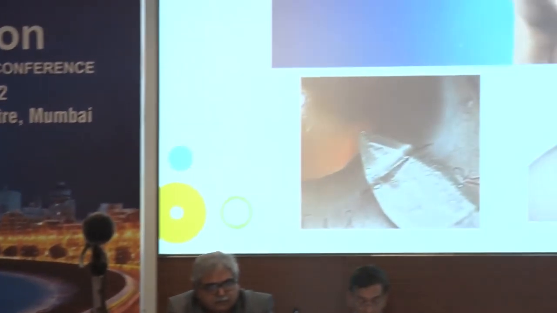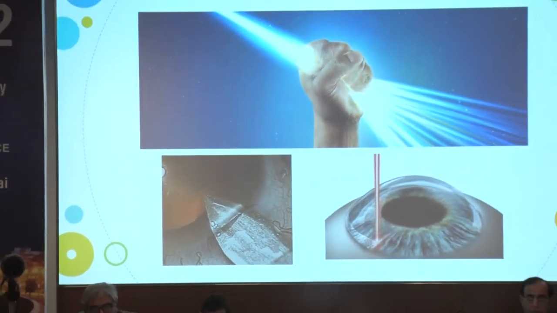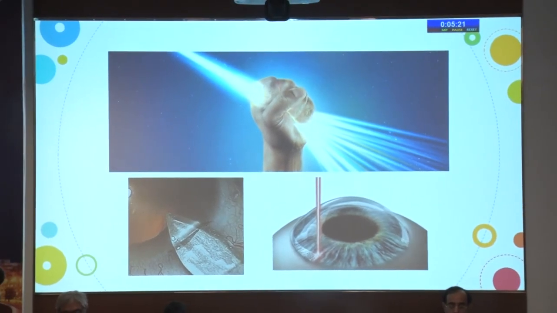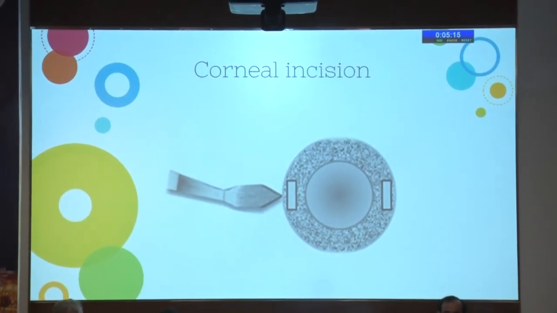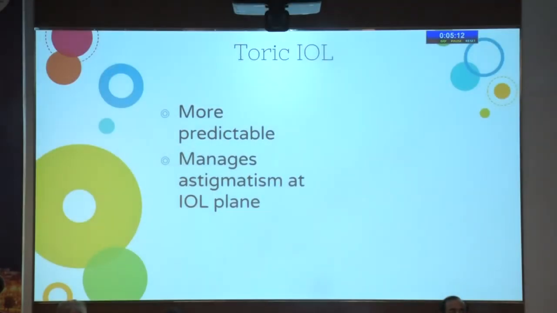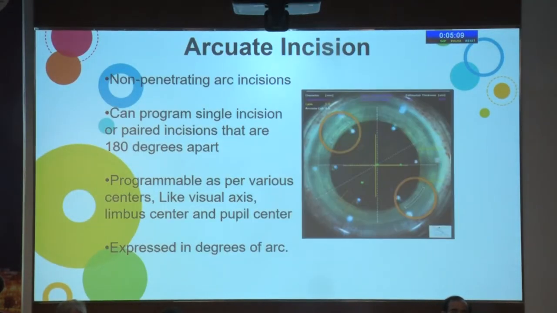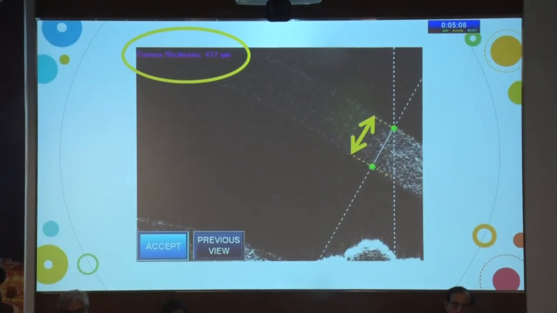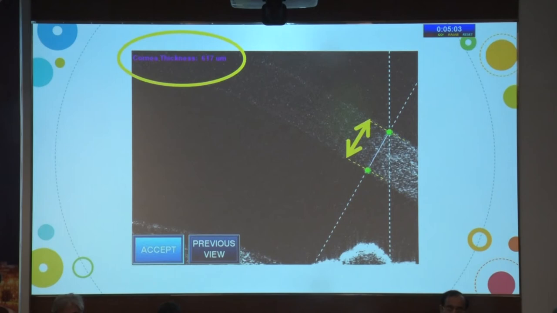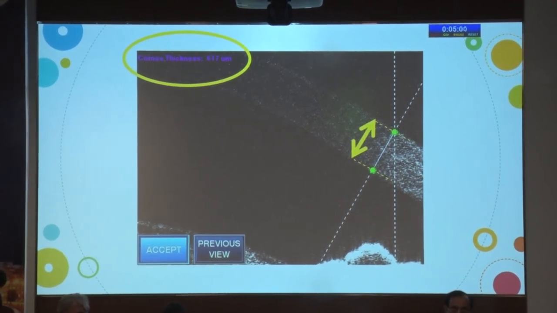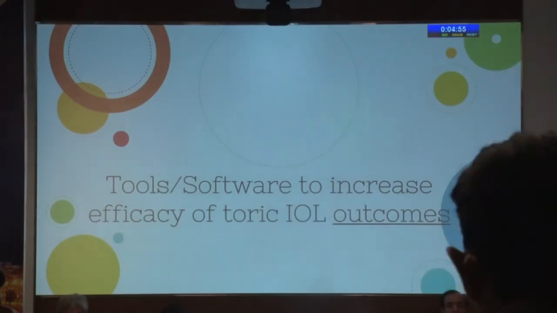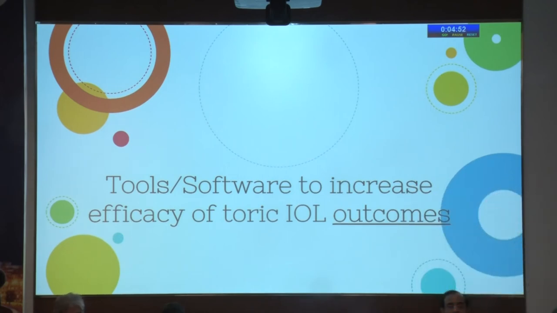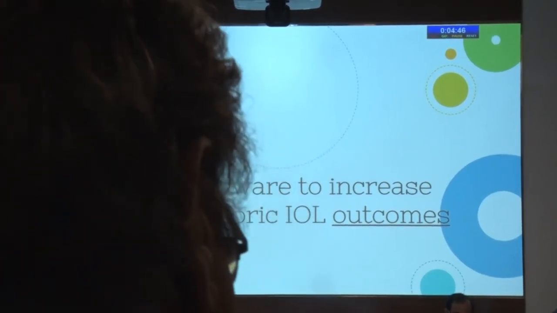Now we have in our hand femto laser, which can correct the astigmatism during cataract surgery with the help of arcuate incisions. So these are the corneal single incision, pair incision, LRI, toric IOL, arcuate incision. These are all available. What is available, what is the patient's choice, we can at least start treating astigmatism in our cataract patients. So this is about what the available measures are for treating cataract with astigmatism.